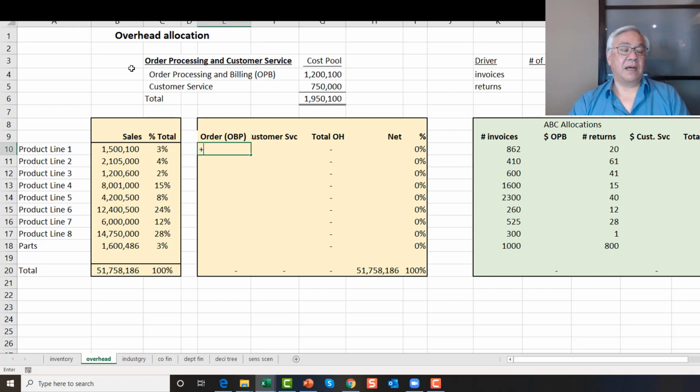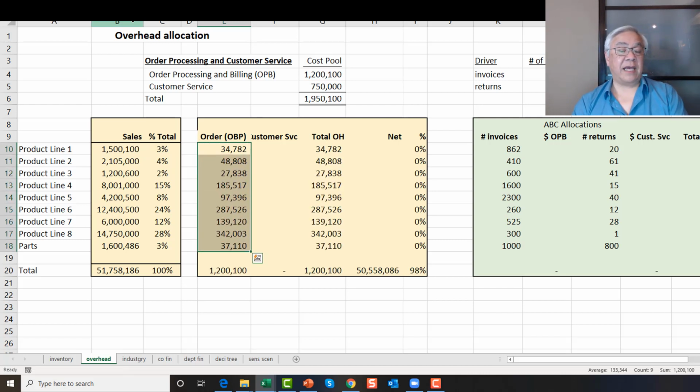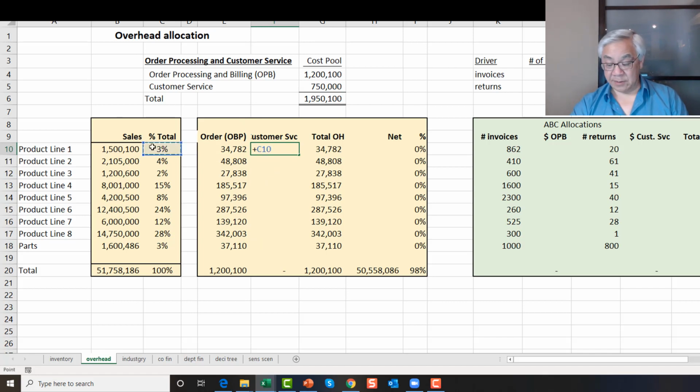So I said, okay, 3% of 1.2 million. And again, I need a reference where that does not move, F4. And I can copy that. So this allocates the total amount of 1.2 million across the products based on their percentage of the total sales. Pretty easy math. Next one is customer service, same thing. That percent times the 750, lock it with an F4, and copy it.